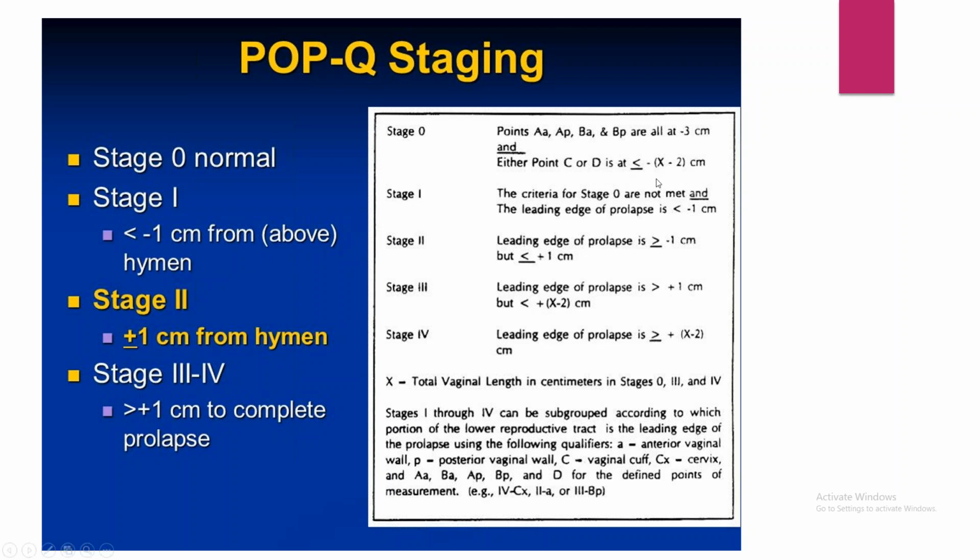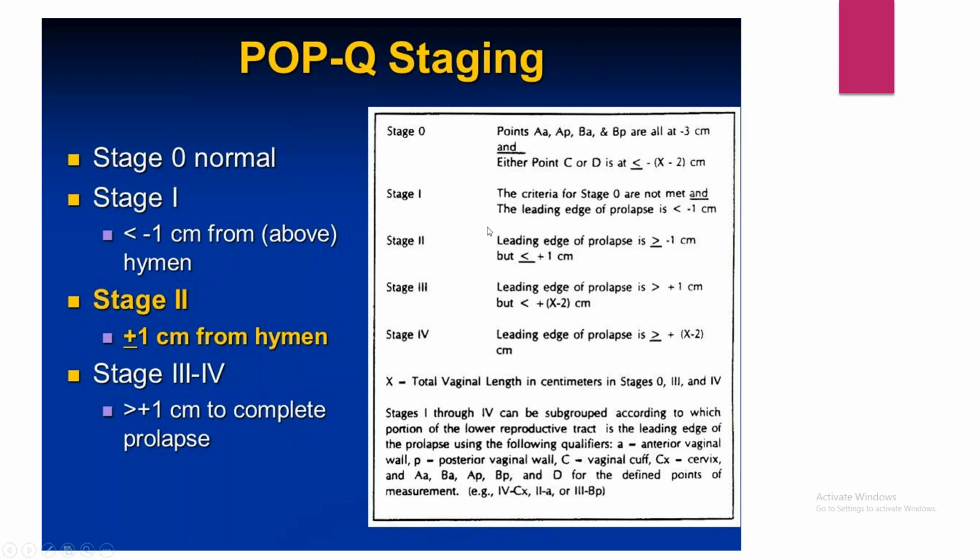So -1 to -5 will be stage 1. -5 and above will be stage 0. Up to -1, less than -1, it will be stage 1, right? Whatever value it is.